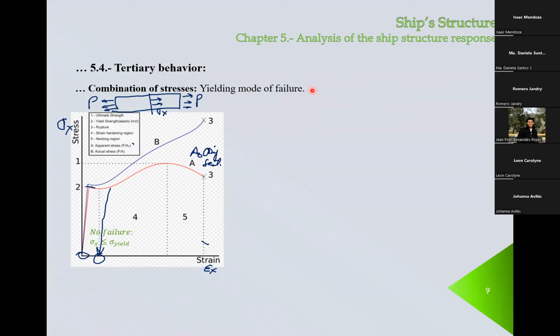So this is the simplest case of the yield mode of failure. In this case, there is only one member of the stress tensor, sigma x. If that value reaches sigma y, yielding, you have failed. That's it. Now, what happens if you have more than one element of the stress tensor?